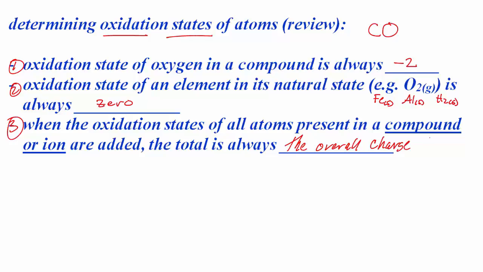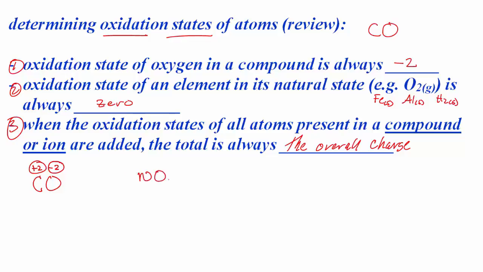So let's try a few. We have carbon monoxide. Let's see if we can get the oxidation state of everything. Oxygen is -2. I'm going to circle my answers here. Oxygen is -2. Carbon has to be +2, because there's no charge, so they have to add up to 0.